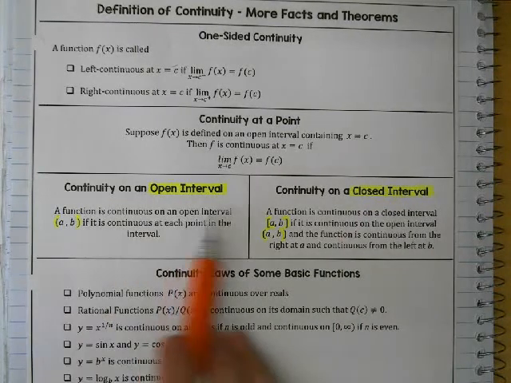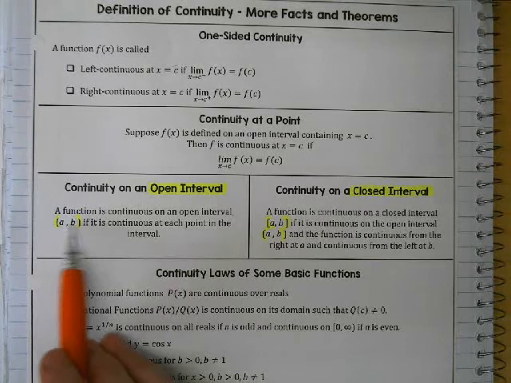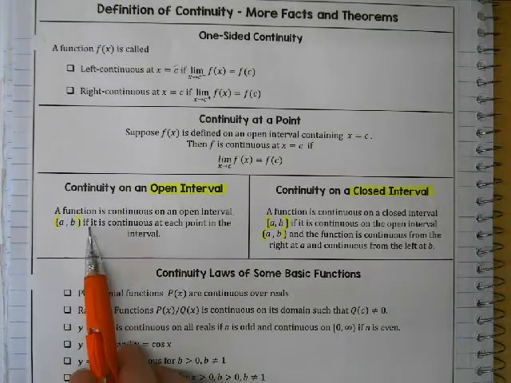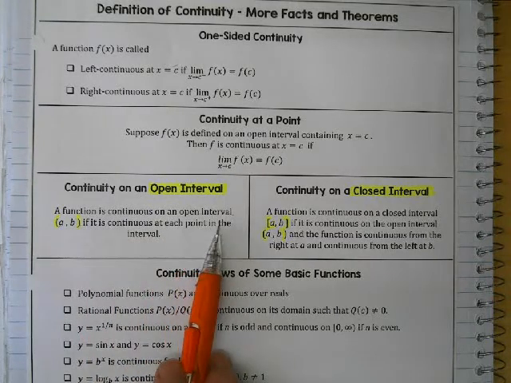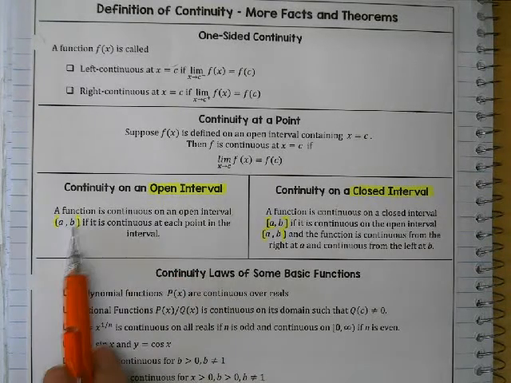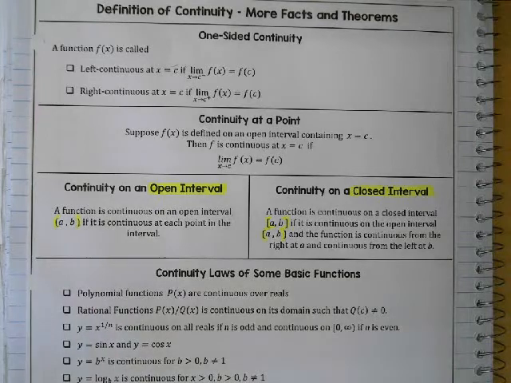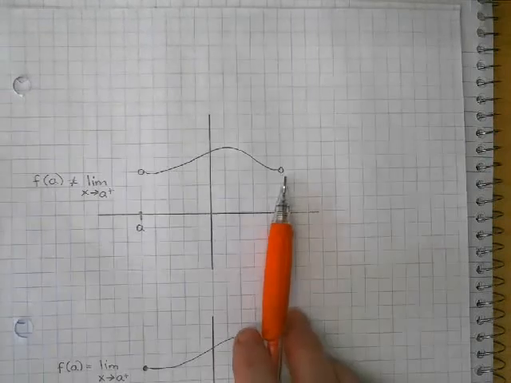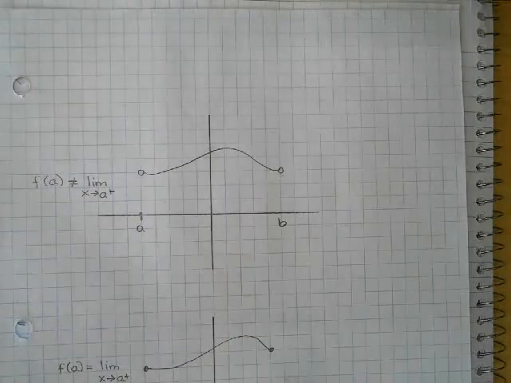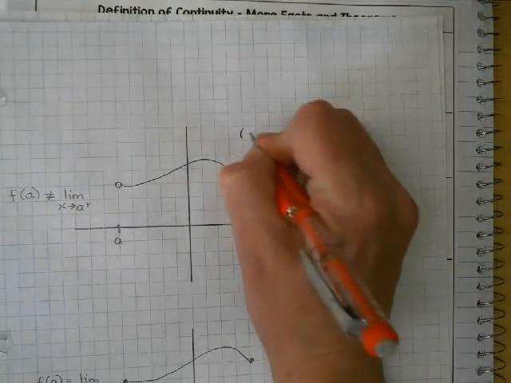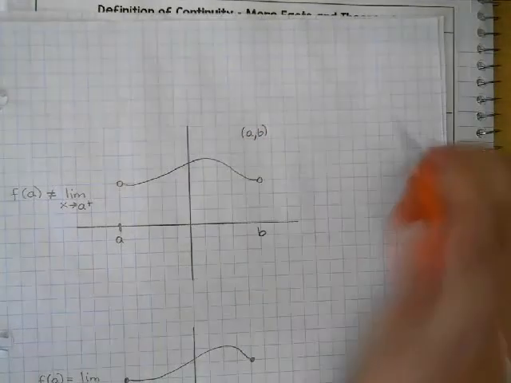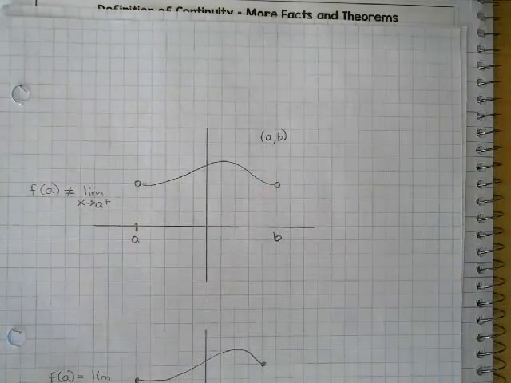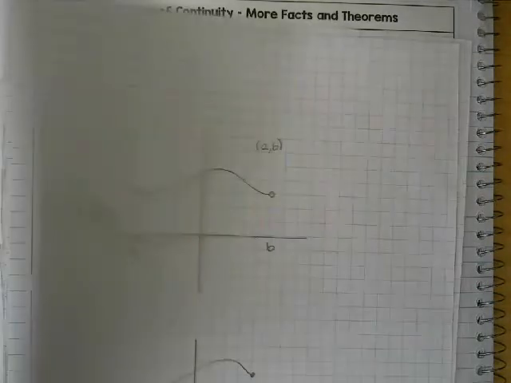When they're talking about an open interval, they're just saying that we don't include the endpoints. We have parentheses here, and it's continuous at each point in the interval. So this is telling you don't include A and B. So this is a function that is continuous on the interval from A to B. I don't care what's happening at the endpoints, but at every point in between, it's continuous.